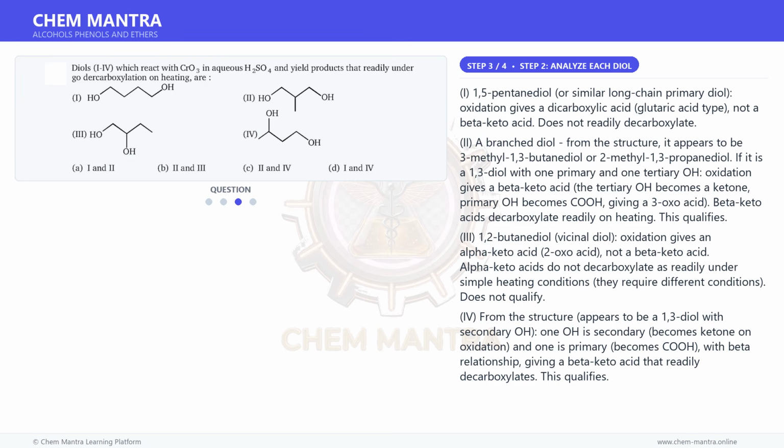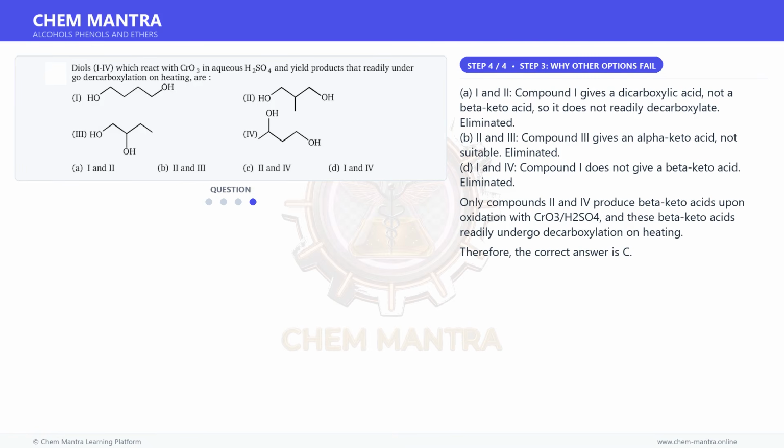4. From the structure, it appears to be a 1,3-diol where one OH is secondary and becomes a ketone on oxidation, and one is primary and becomes COOH, with a beta relationship, giving a beta-keto acid that readily decarboxylates. This qualifies. And for the final step.